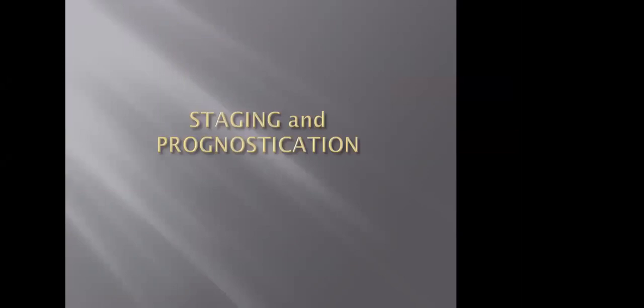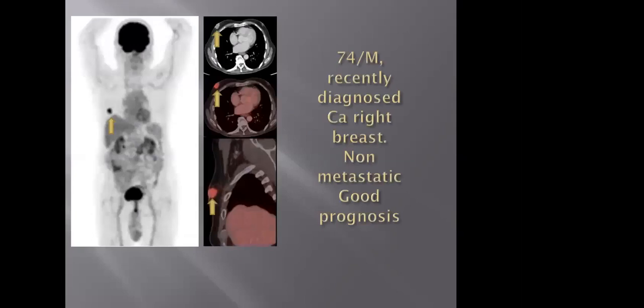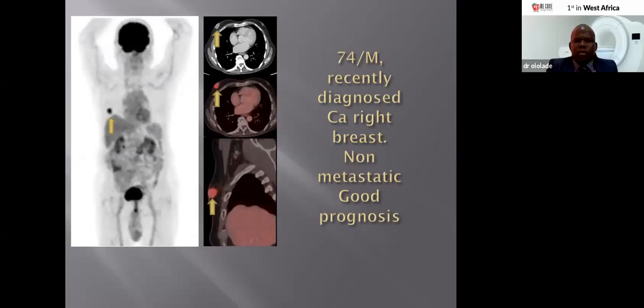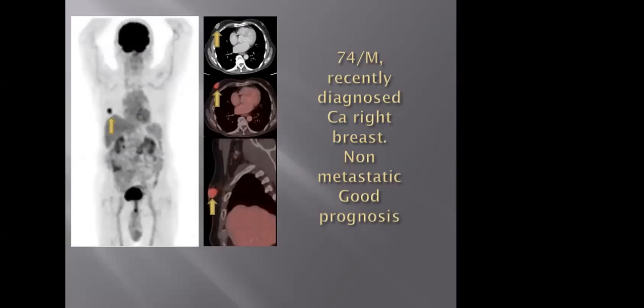I'll show certain images, just to highlight how PET scan helps. Coming to the first, staging and prognostication. This was a case of a 74-year-old male, carcinoma right breast. It was non-metastatic, and PET scan confirmed that the lesion was only confined to the right breast. So the patient had a good prognosis, no metastasis at all.